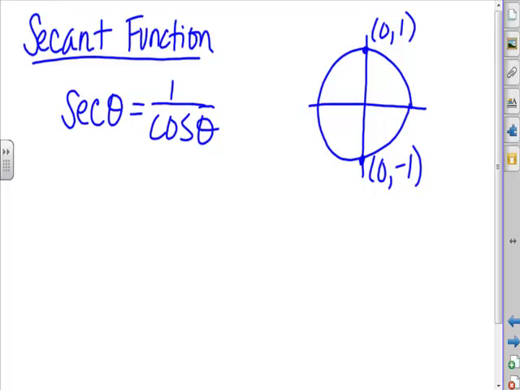Okay, so first up we're going to talk about secant. It is pretty straightforward. It is just the reciprocal of cosine. So, a couple things we need to think about, and that is what angles can we not have secant for? That would be any angle that has a cosine of 0.